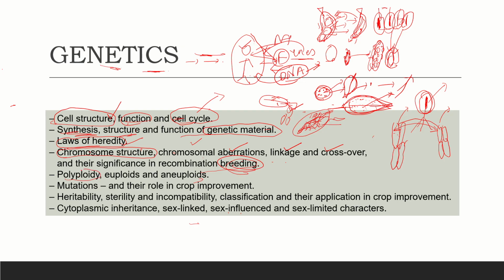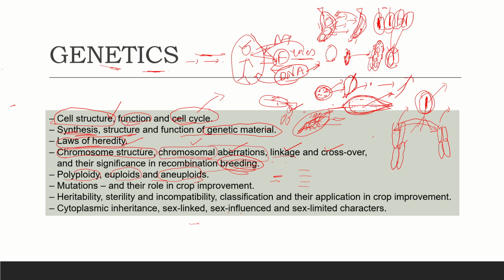Next, polyploidy, euploidy and aneuploidy. These three terms are very famous and the questions are very direct from these things. Same like cell structure, the question is very direct. What is a cell? What is the function of the cell? What is the cell cycle? Explain the different types of cell cycles. And the question is very direct. What is polyploidy? What are chromosomal aberrations? What are the types of chromosomal aberrations? They will ask a very direct question, taking the term from this syllabus.